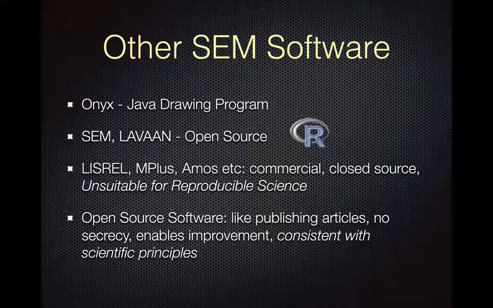And so I'm a very strong proponent of open source software and consider it to be like publishing articles. There are no secrets in open source software. By it being open source, it enables people to improve it. That's consistent with basic scientific principles. That is, we're making contributions to the scientific literature, and open source software makes contributions to the scientific technologies that we use for science in general. Okay, I'm going to stop there.